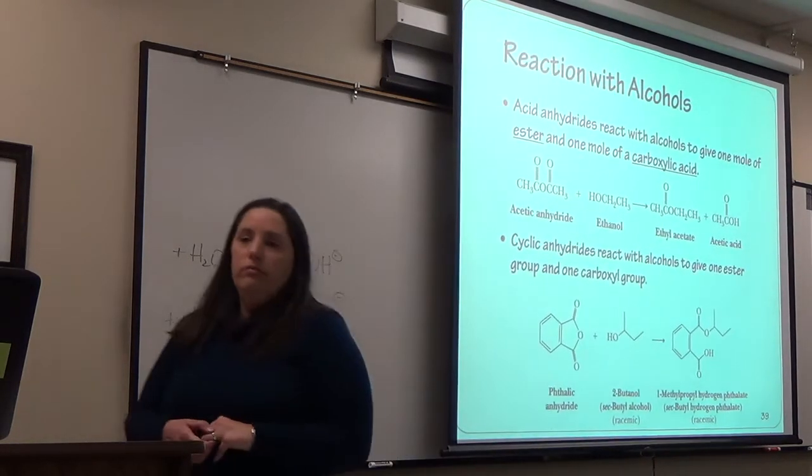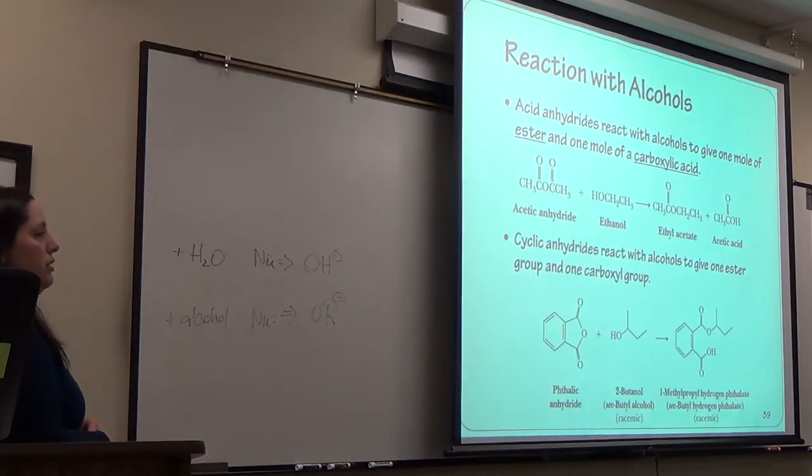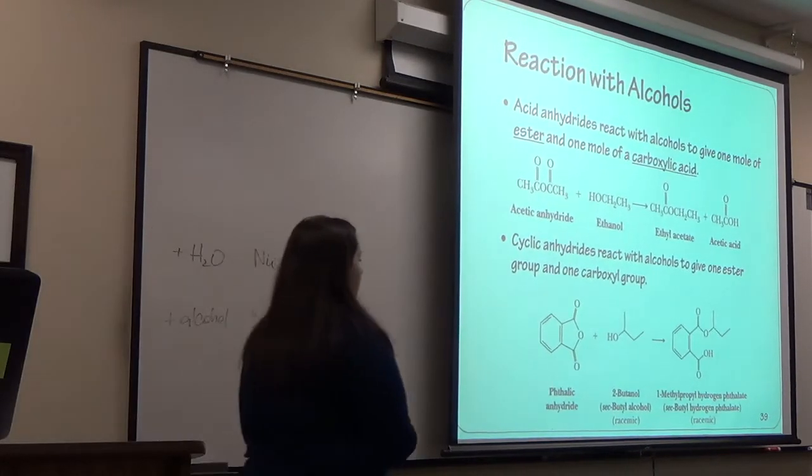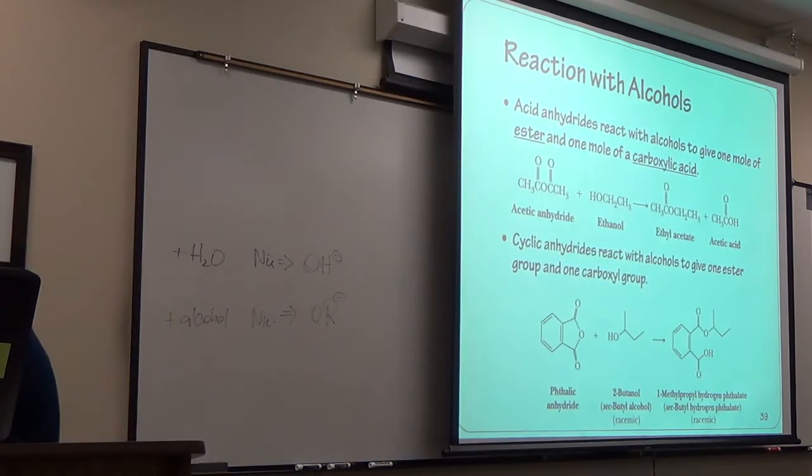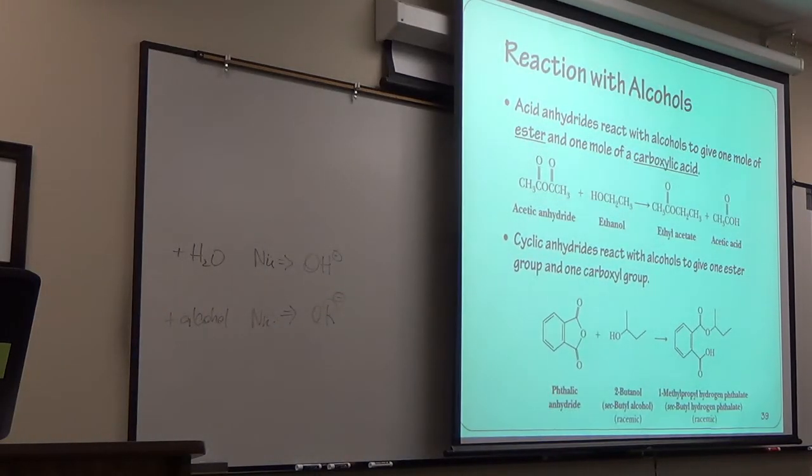Does that make sense? So if you have a cyclic anhydride, these reactions are going to give you that acid attached. But it's still considered the leaving group. So this is the anhydride reaction.